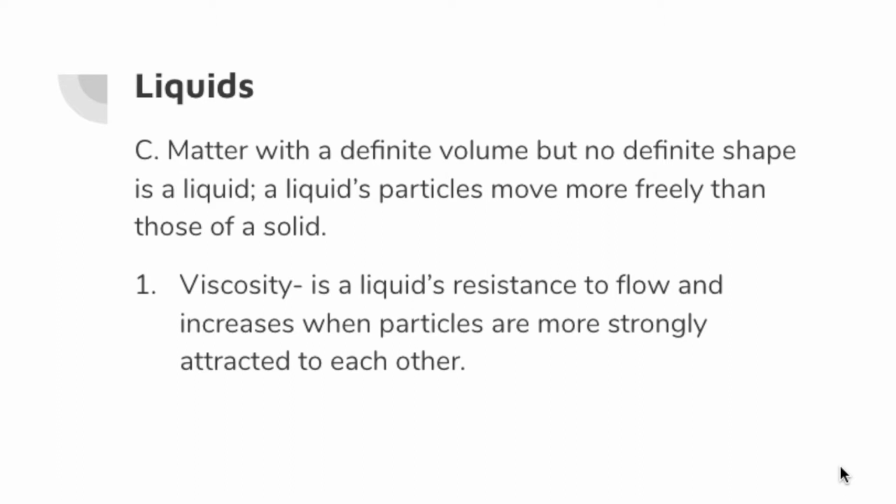A liquid's resistance to flow is known as the liquid's viscosity. Honey has a high viscosity, so if it flows really, really slowly, that means it has a high viscosity. It's viscous. The slower the liquid flows, the higher its viscosity is. The viscosity results from the strength of the attraction between the particles of the liquid. For many liquids, viscosity increases as the liquid becomes colder.